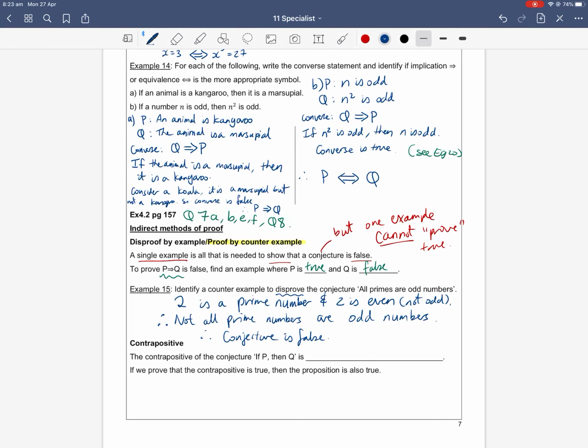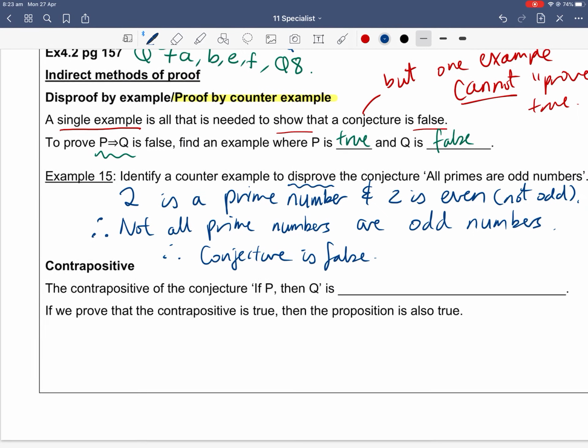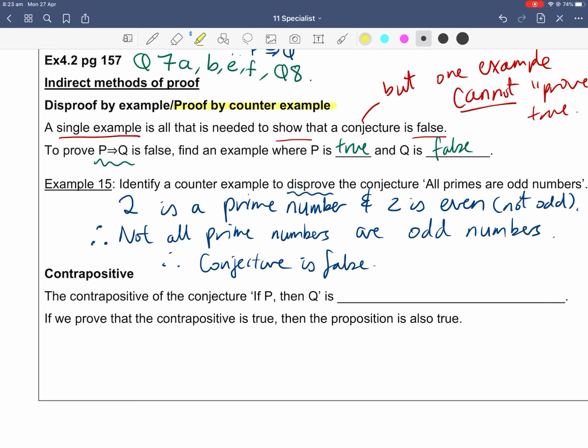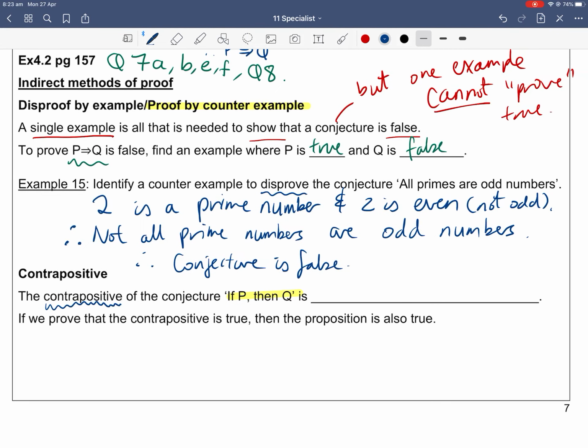So another way of proving statements is called using the contrapositive. Suppose we start off with the statement, if P happens, then Q happens. Well, the contrapositive of if P, then Q is defined as if not Q, then not P. So in terms of notation, remember not Q is written like that and not P is written like that.